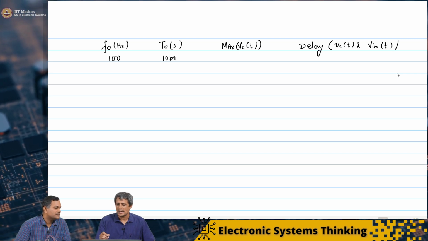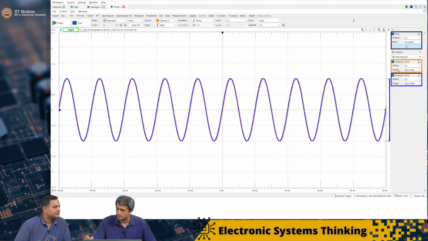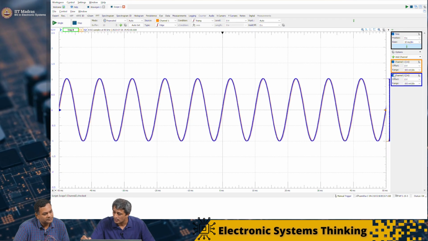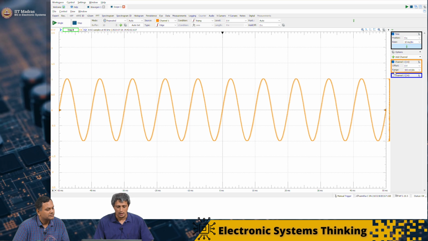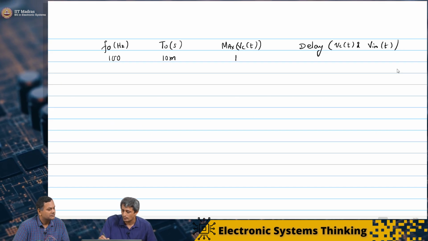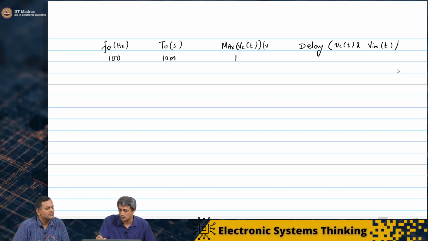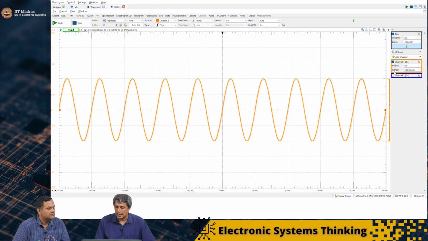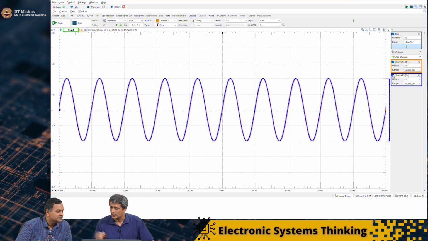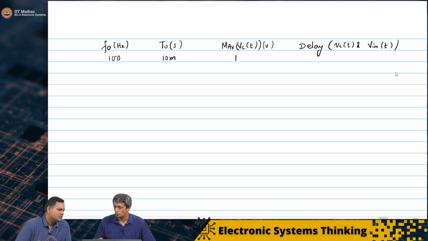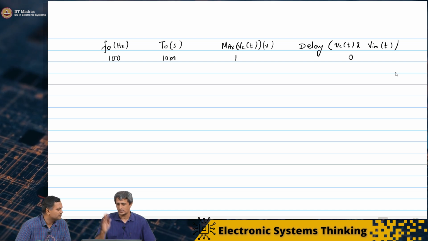Max of Vc of t, as you can see, we just look at the orange one here. It seems to be 1 volt. This is in volts. And the delay between the input and the output seems to be 0. Seems to be 0. We'll say very close to 0.